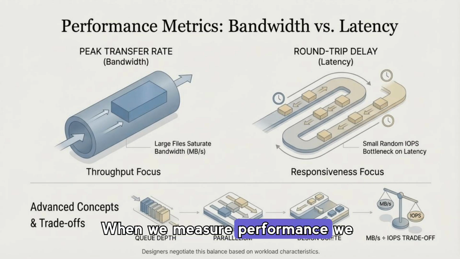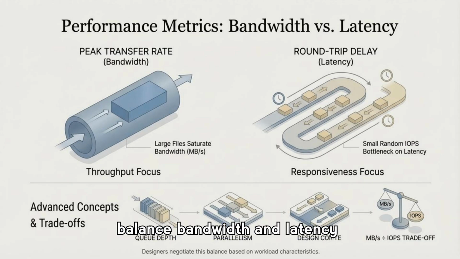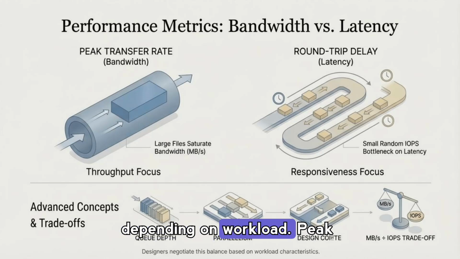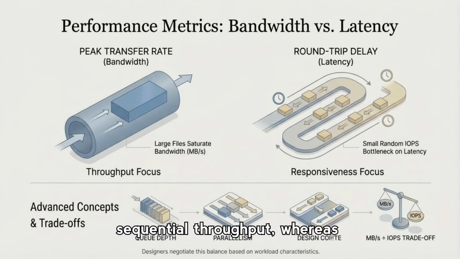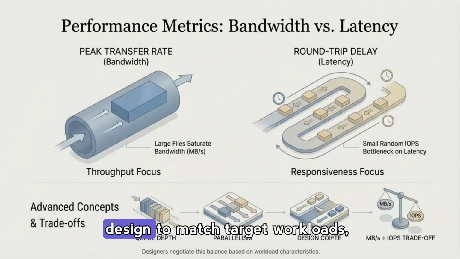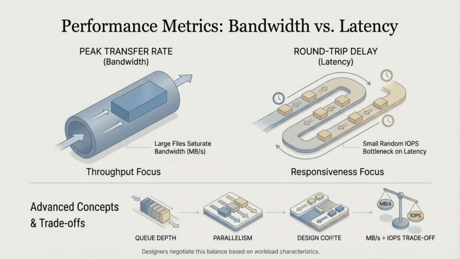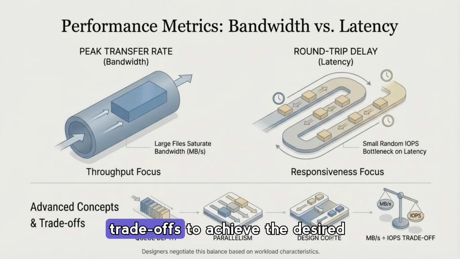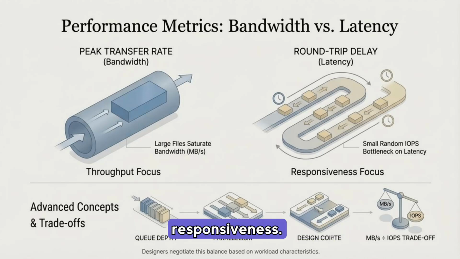When we measure performance, we balance bandwidth and latency depending on workload. Peak transfer rate matters for large sequential throughput, whereas round-trip delay and IOPS drive responsiveness for small random requests. Designers tune queue depth, parallelism, and controller design to match target workloads, accepting MB/s versus IOPS trade-offs to achieve the desired balance between throughput and responsiveness.